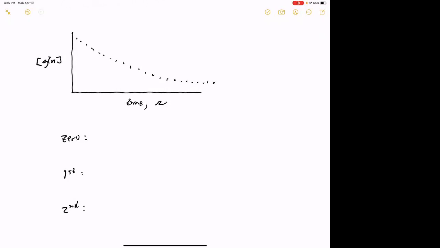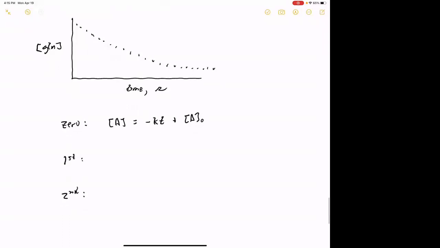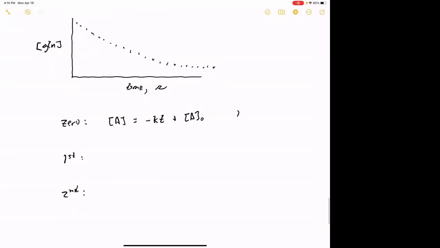Somebody remind me what a 0 order plot looks like to test. That's just the concentration of A. We'll put A in its linear form. So what does it turn out to be? It's minus KT plus the concentration of A initial, is that what it is? Yep, I think that's right. You guys will probably remember better than I will. Now, if that's linear, you plot that, and that's basically what I just plotted here, right? If that's linear, that tells me I've got a 0 order reaction with respect to glucose.